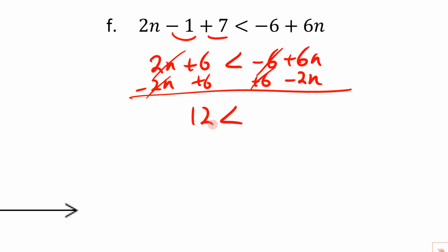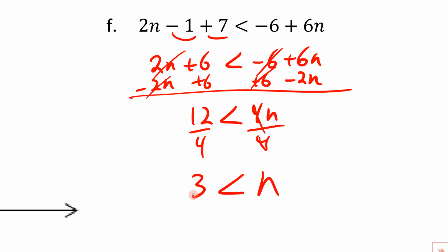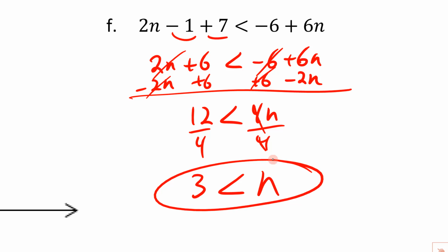This is a 12, and this would be 6n minus 2n is a 4n. Now we're going to divide by 4. And notice that we're dividing by a positive 4, so that's not going to change the direction of the inequality. 12 divided by 4 is 3. So there's the answer to that one right there.